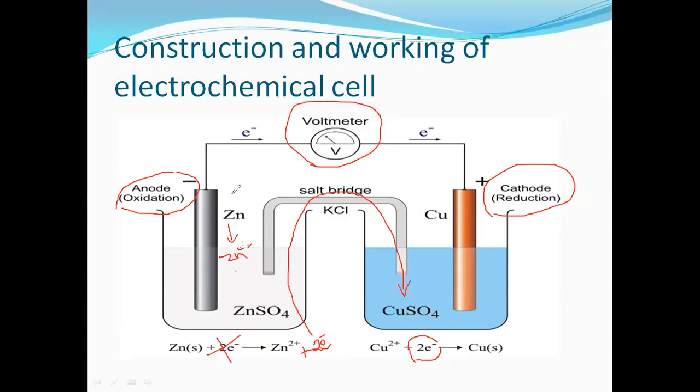Now, the amount of electrons at SEP conditions. What is an SEP condition? S indicates standard, E indicates electrode, P indicates potential. At the SEP condition, the concentration is 1 molar.